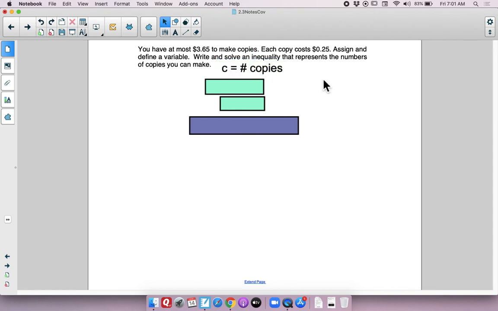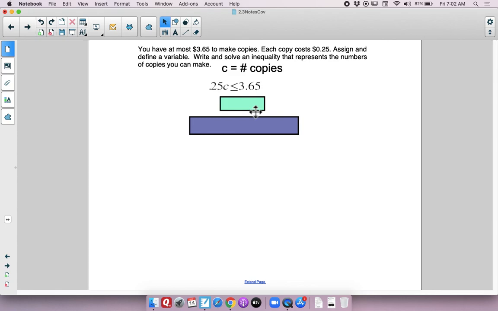So what would your inequality be? Think about what goes into that 3.65. It's the number of copies times the cost per copy. So hopefully you had 0.25, if you did this in dollars, times C would need to be what? In this case, you have at most $3.65 to make copies. So it would be less than or equal to 3.65.